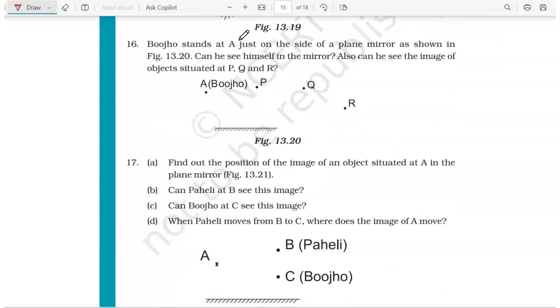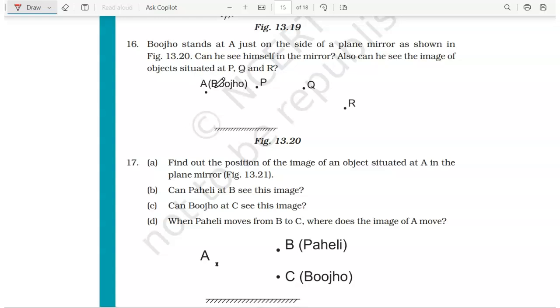Here you see Bujo stands at A just on the side of a plane mirror as shown in this figure. Can he see himself in the mirror? Also, can he see the image of objects at P, Q and R?